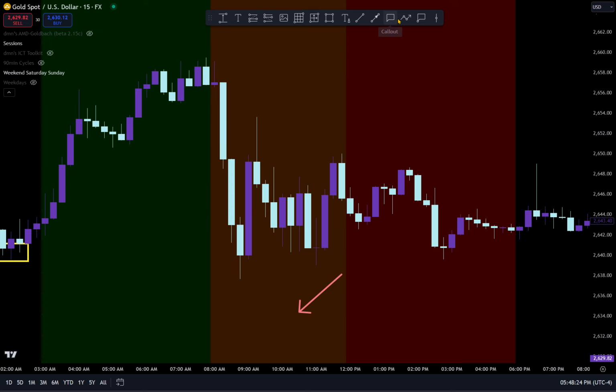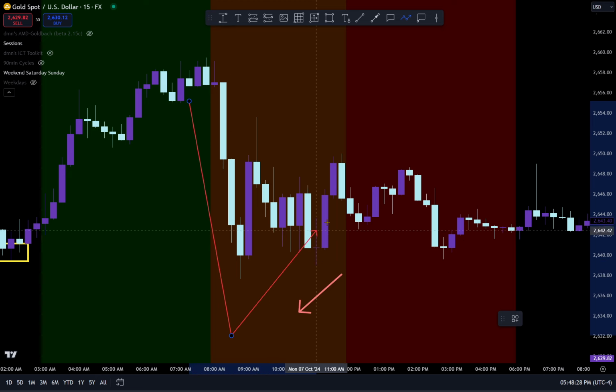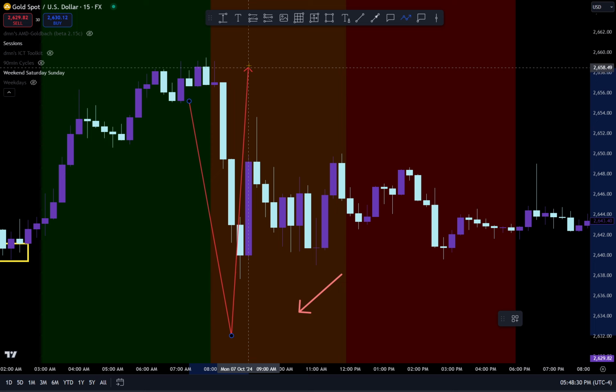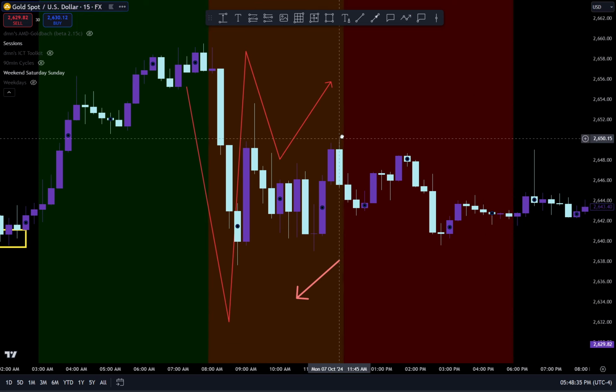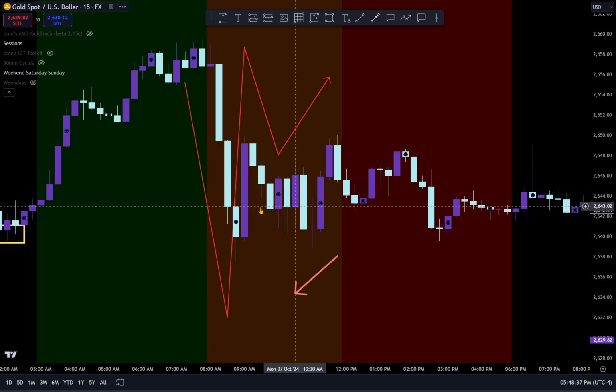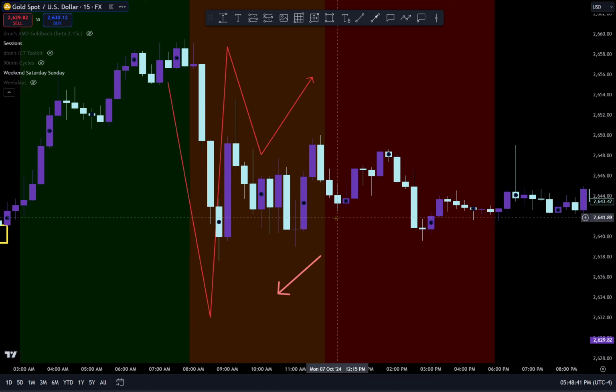The range itself is very limited. Doesn't matter if it's gold, NASDAQ, GJ, EU, GU, all these ranges on the Monday are limited. There's so much in here that you either need to scalp it if you are trading, or you stay away from it.